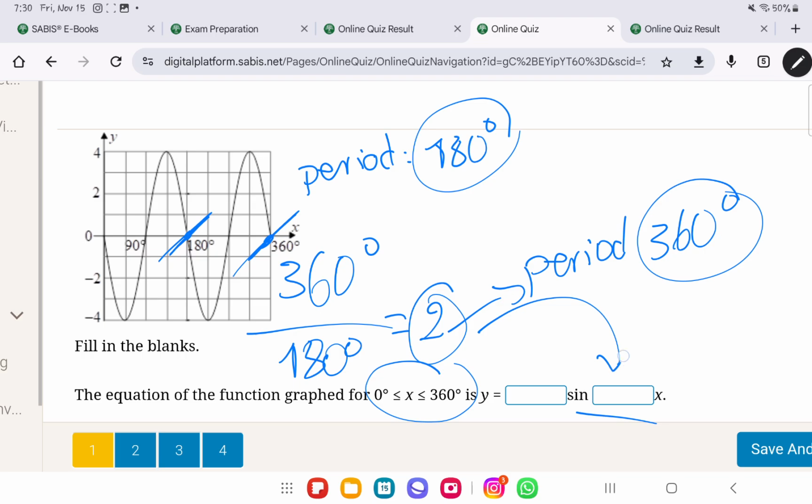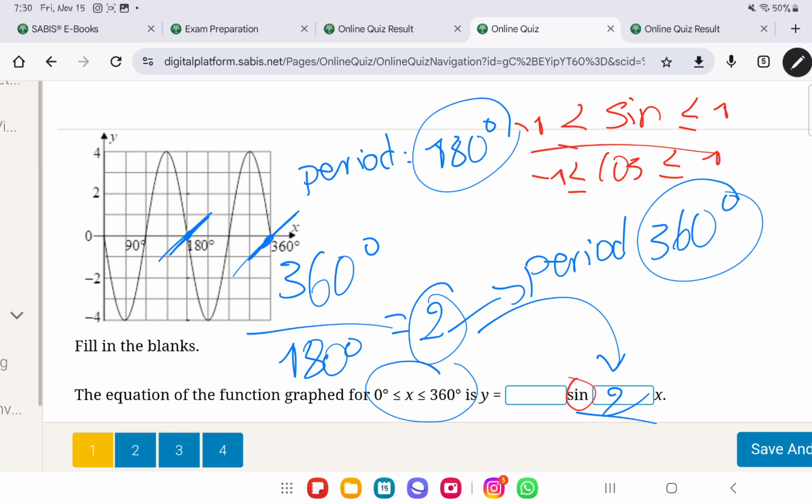So very simply, put 2 over here. Now, usually, if you remember, we had sine. Sine was between -1 and 1, and cosine was also between -1 and 1. So if you look at it, here we are dealing with sine, so it has to be between -1 and 1. -1 is over here, and 1 is over here. But if you look at it, you will see it is not between -1 and 1.